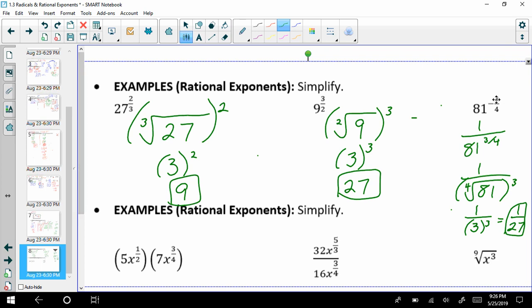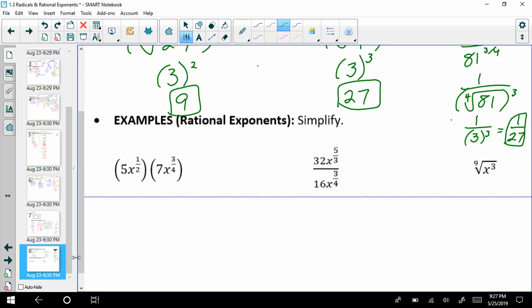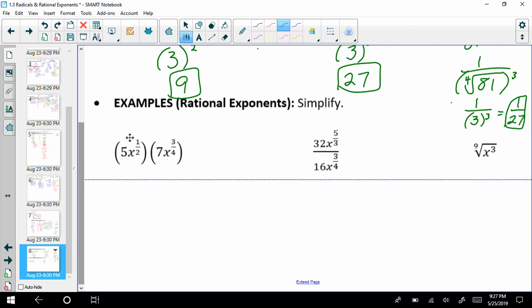Some of these problems look intimidating, but if you break them down step by step, that's fine. And if you can do these problems in less steps, awesome. Okay, last problems. Let's simplify. So these are going to work just like they did last lesson, where I'm going to multiply. So 5 times 7, if I do those first, I get 35. And now I want to do the x's. So I have x to the half times x to the 3/4. And remember, when we do that, we have to add the exponents.